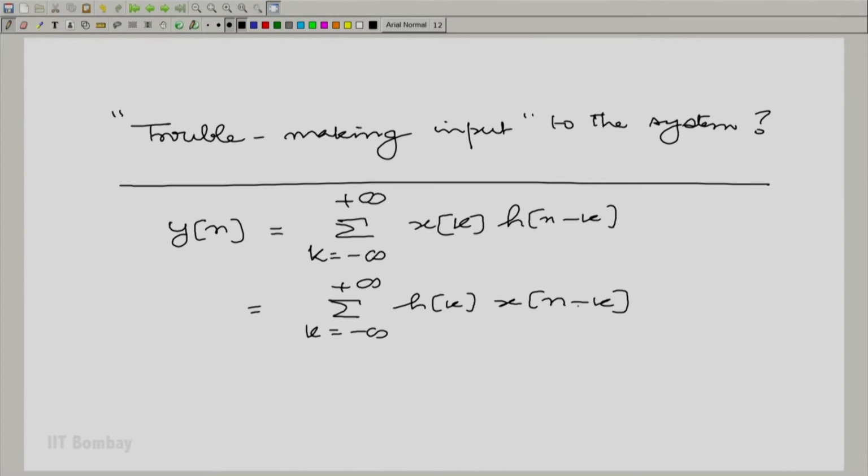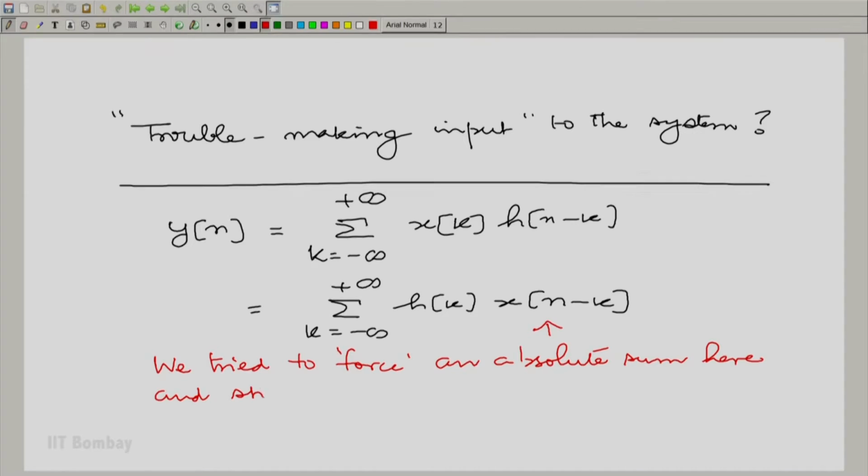in spite of trying to bring in an absolute sum here. So what we were trying to do is force an absolute sum here and still hold y as bounded. Now, how can you force an absolute sum here? You need to do two things. You need to somehow take care of that x as a product there. So if you want to force an absolute sum, you want the output to depend only on the impulse response.